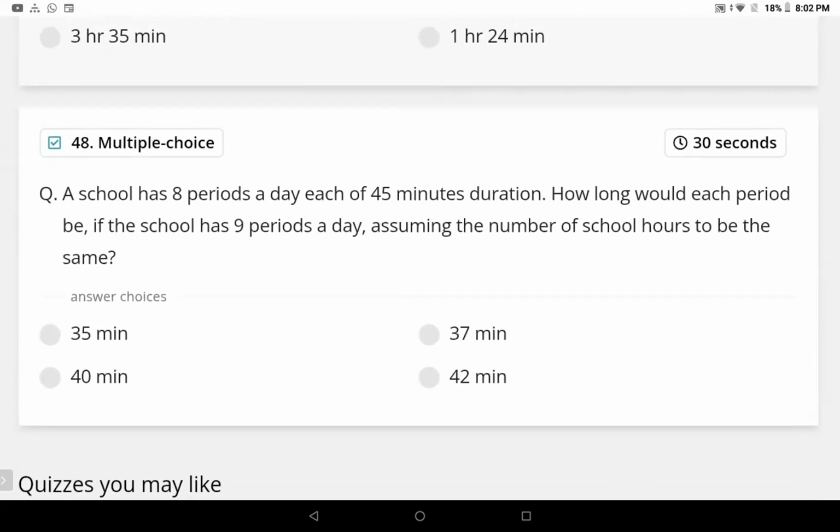Ridhima, please. A school has 8 periods a day, each of 45-minute duration. How long would each period be if the school had 9 periods a day, assuming the number of school hours to be the same? Ma'am, since the number of periods is increasing, the number of minutes has to decrease. So it's an indirect proportion. So we have to do 8 into 45 by 9. Very good. So it will be 8 into 5, so 40 minutes. Ma'am, it's 40.